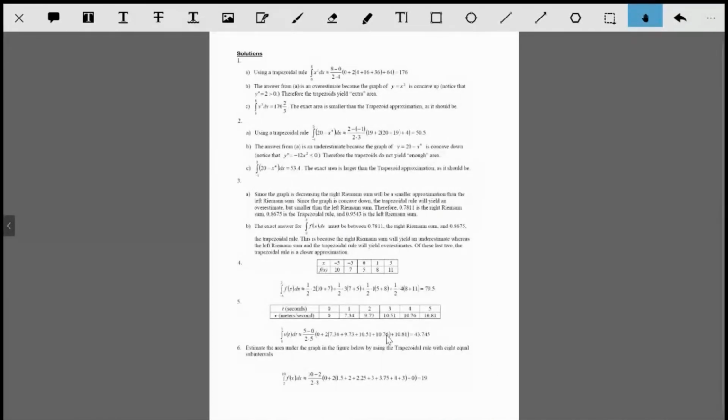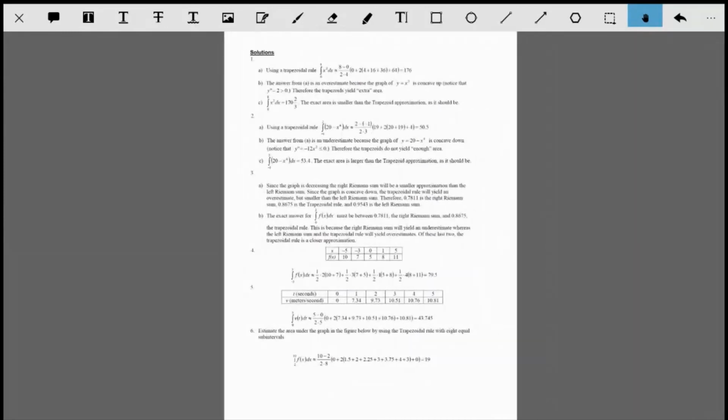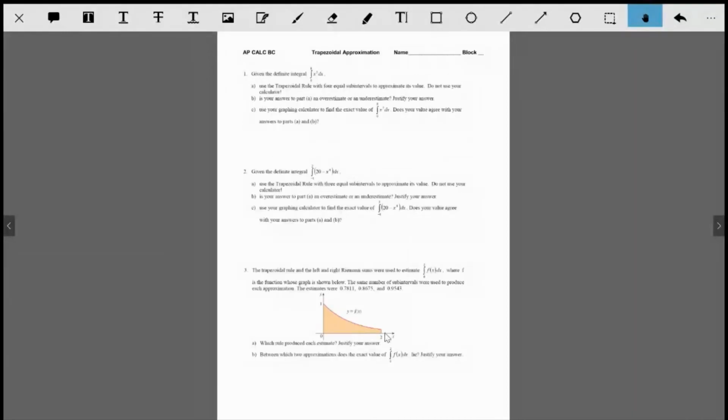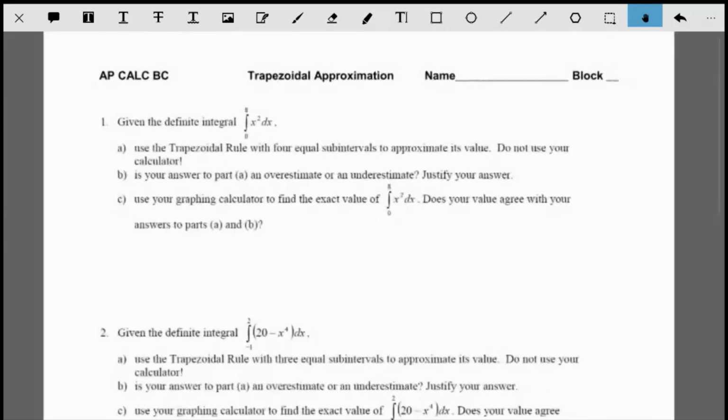So really more than anything, what I'm wanting you to do is just practice a little bit with trapezoidal approximation so that when we look at this stuff and try to implement it in the upcoming days and upcoming weeks, you'll understand where I'm coming from when I talk about these approximation methods.